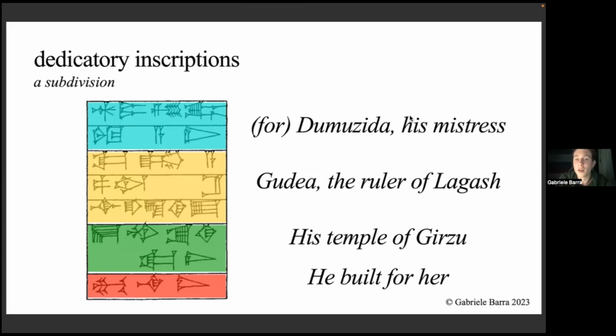So in this case, we have for Dumuzida, which is a god. We'll be talking about gods in a later lesson in partnership again with Florian, the historian that guided us through Mesopotamian history in the first class. So for Dumuzida, his mistress, Gudea, the ruler of Lagash, his temple of Girsu, a quarter inside of the city of Lagash, he built for her. So this is what a dedicatory tablet usually looks like. We're going to do a little bit of that before delving into more complicated tablets.